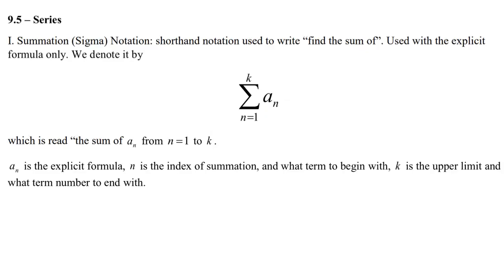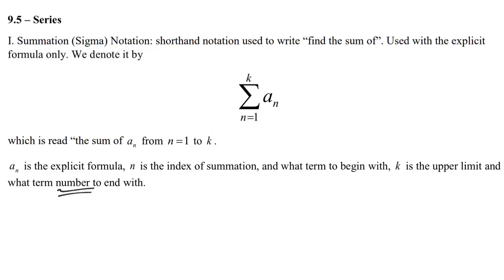And so here's a couple of things. A sub n is the explicit formula, as I said before. N is the index of summation and what term to begin with. So here I've put n equals 1. This will not always necessarily be n equals 1. It could be n equals 5 or n equals 7 or something else. But it always tells you what term number to begin with. K is what we call the upper limit, and it is what term number to end with.